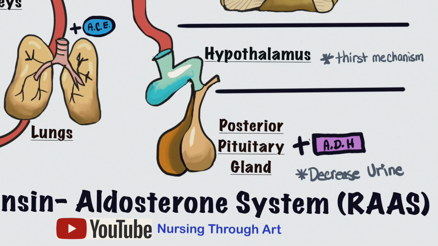And at the hypothalamus, angiotensin 2 will stimulate a thirst mechanism. And finally, the posterior pituitary gland will be releasing ADH, which will help with a decrease in urine to maintain more fluid volume.